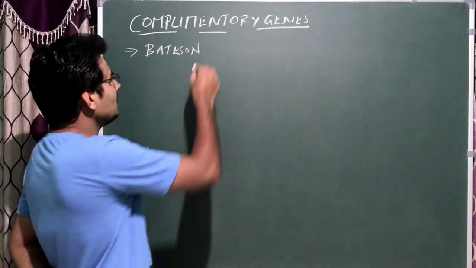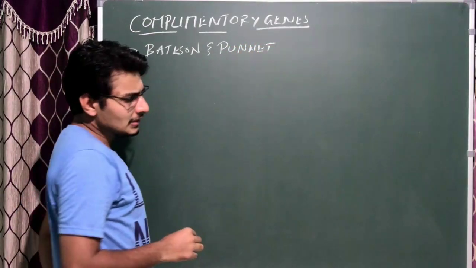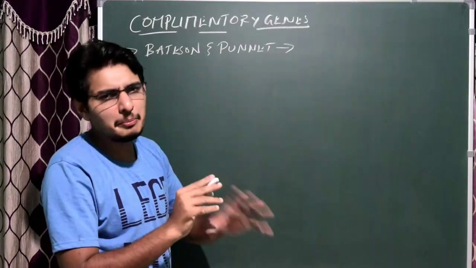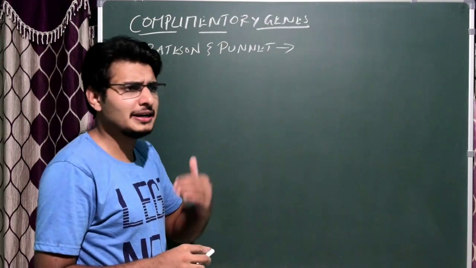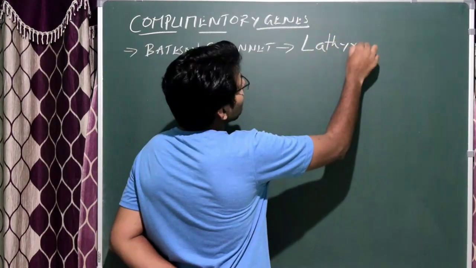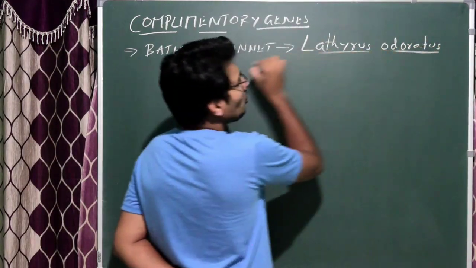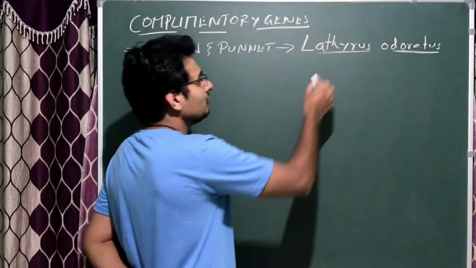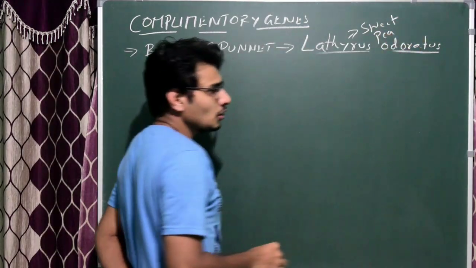Remember Bateson. And then another fellow, that is the Punnett. These two scientists actually conducted a series of experiments on a particular type of pea plant, not exactly Pisum sativum. It is a different type of pea plant. Normally it is called as sweet pea. I'll write the scientific name, please remember it, Lathyrus odoratus. Okay, so Lathyrus odoratus, please remember, very important, scientist name and the name of the plant, that is scientific name. Normal name is sweet pea, remember this also, okay, could be asked.